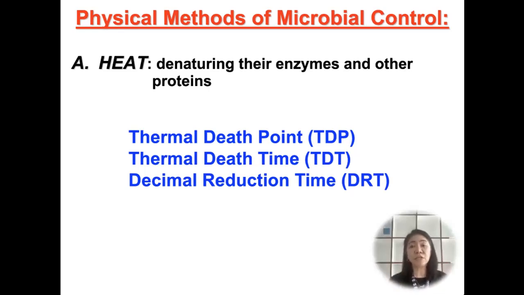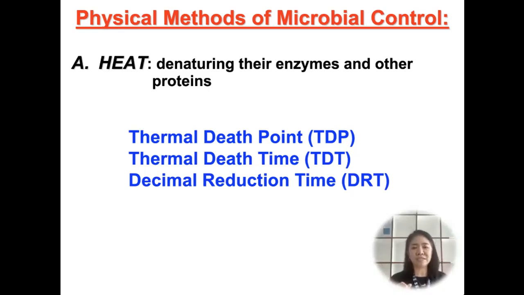Thermal death point is the lowest temperature at which all the microbes in the liquid suspension will be killed in 10 minutes. So again, death point, lowest temperature that can kill microbes in 10 minutes. Okay? So, thermal death time naman, that's the minimum length of time that can kill a suspension of microbes at a given temperature.